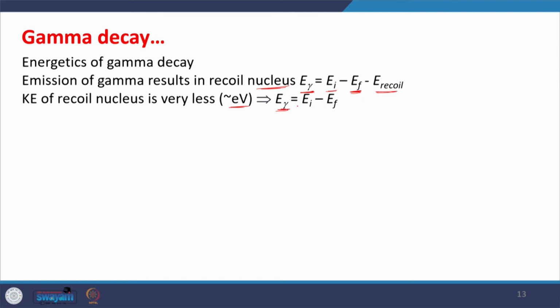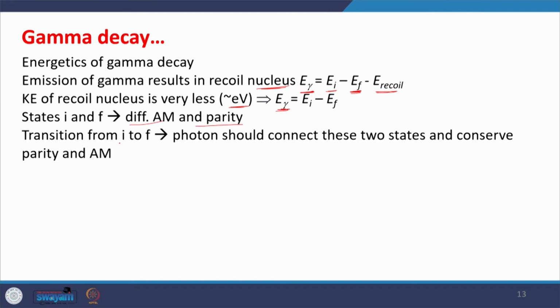So, the energy of the gamma can be considered as the difference in the energies of the two levels involved in the transition. And these two states have different angular momentum and parity, and the transition from the initial to the final state is related to the emission of a photon. That is the reason it should connect the two states and conserve parity and angular momentum. You are aware of conservation of energy and momentum when a collision happens. In the same way, when gamma is emitted from the excited nucleus, the conservation of parity and angular momentum also plays a very important role. This is the essence we need to understand.